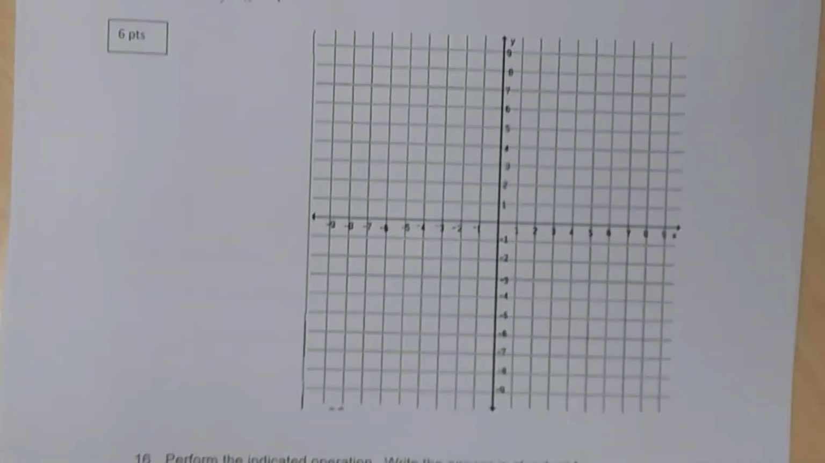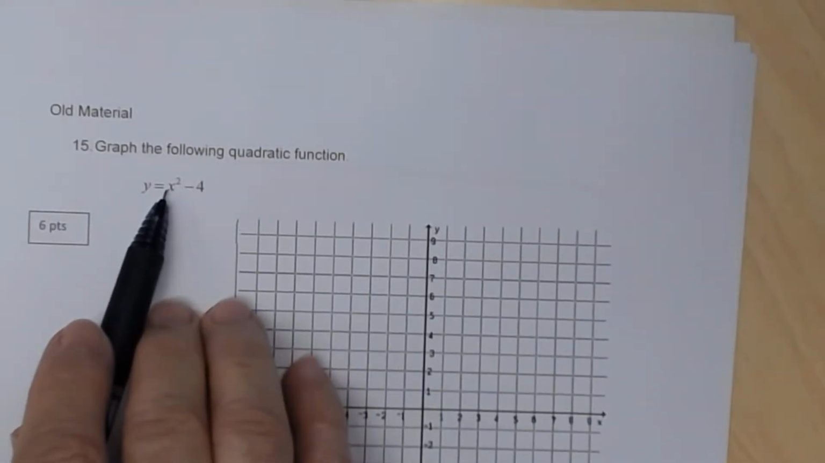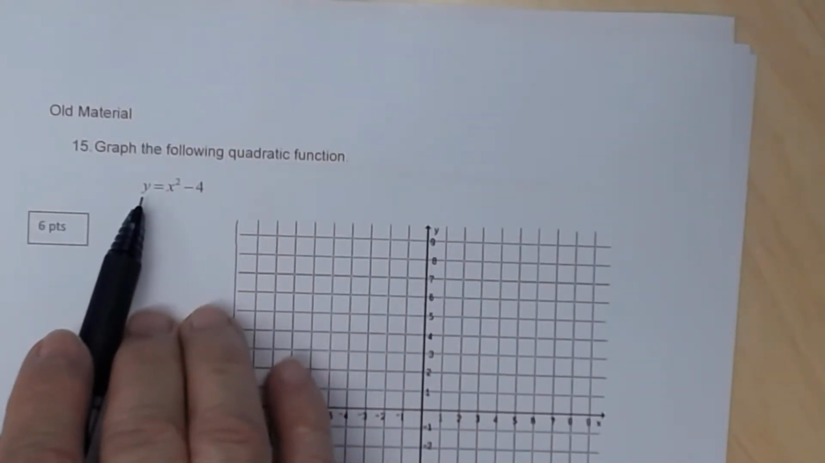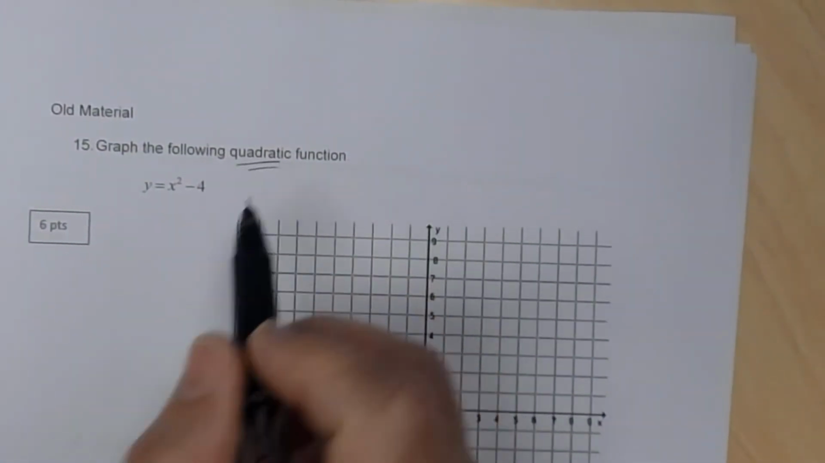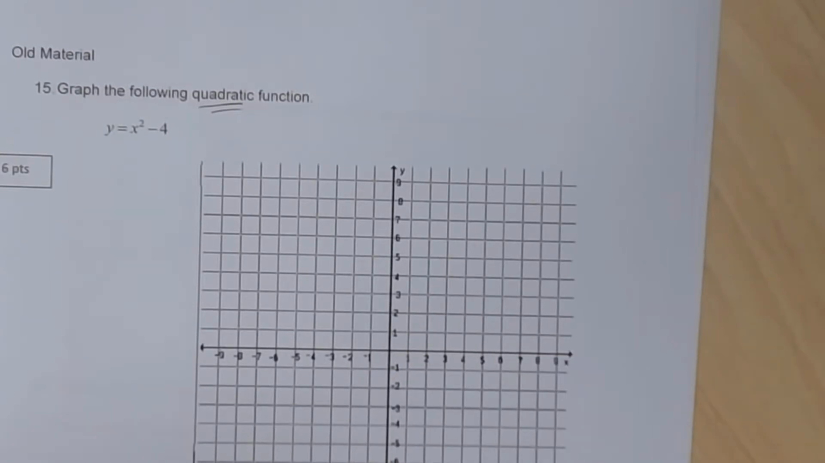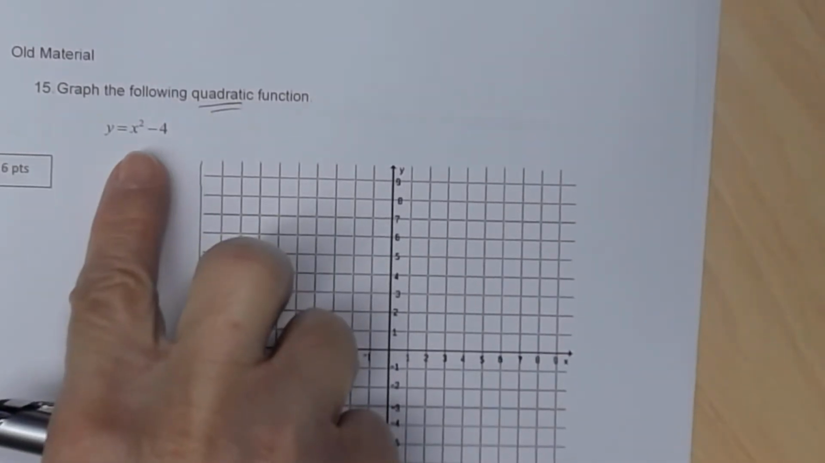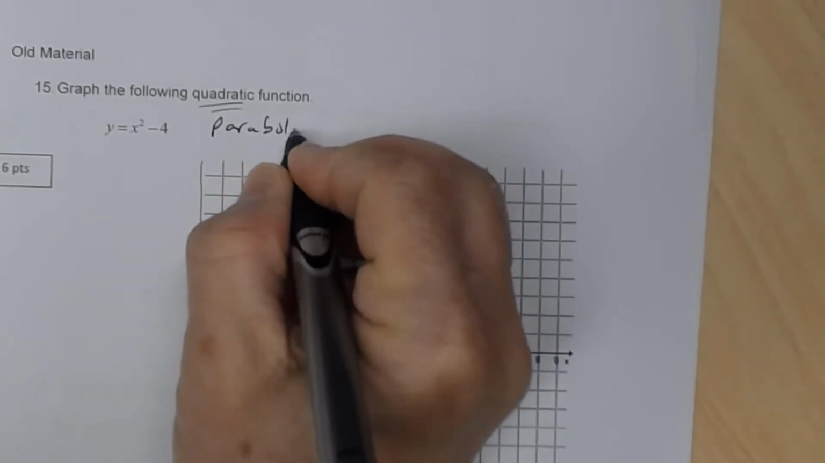Okay, number 15, you want to graph y equals x squared minus 4. Now when graphing, you've got to recognize what kind of equation this is. This is a quadratic equation. I even tell you that it's a quadratic equation. It's not linear, so don't draw a line. Don't find 2 points and then draw a line, because that's not a linear equation. That's a quadratic function, so the graph is a parabola.